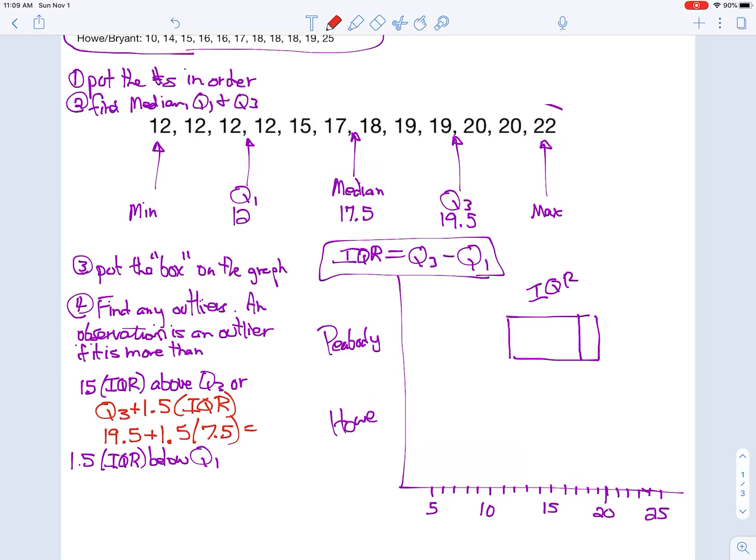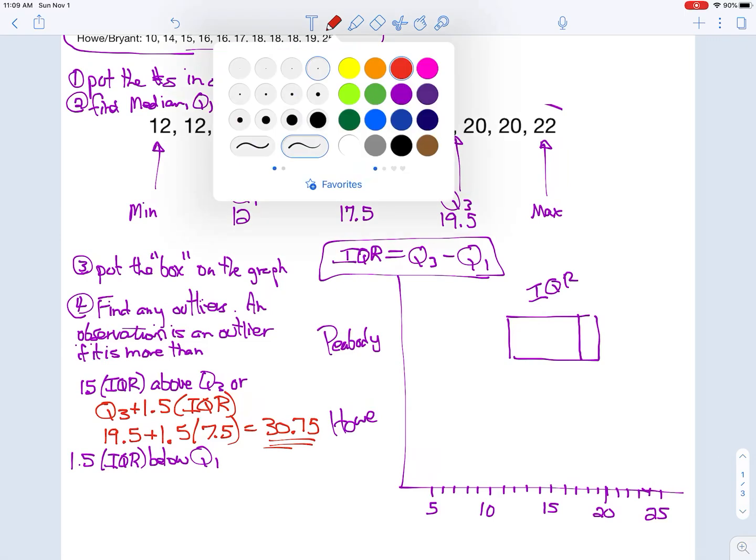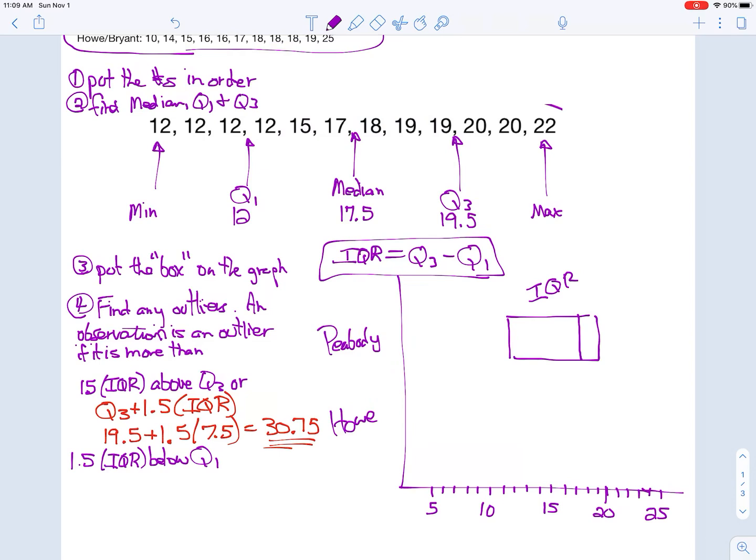This is real. And that becomes 30.75. That's like the fence post. If you double check to see, hey, are there any data points that are above that number, on it or above it? If there are, those qualify as outliers. 30.75 compared to the max of 22, it does not go past 30.75, so 22 is going to be my max. And I can make my whisker right there.